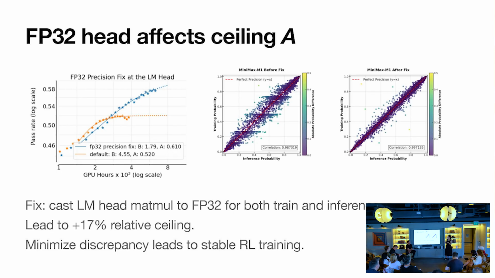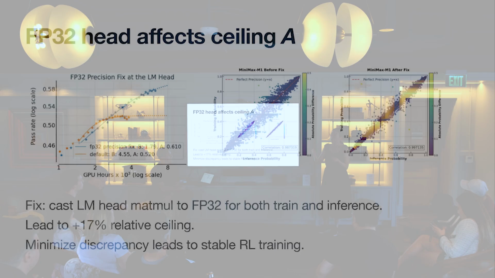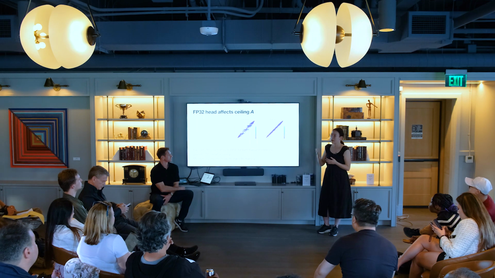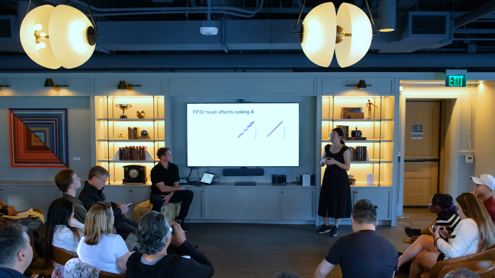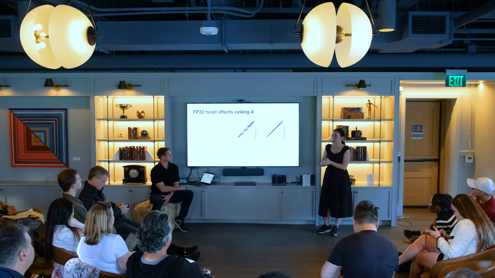This is also really dangerous because if you look at the orange curve, there's nothing obviously wrong. It's not clear what is wrong. These discrepancies are not obvious errors. They're silently corrupting your performance. So you really want to be minimizing your discrepancy for stable RL training.